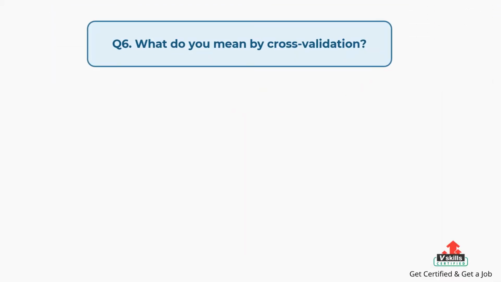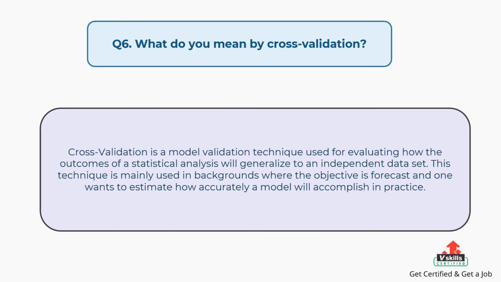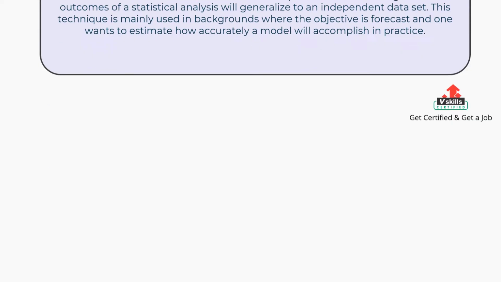Question number 6. What do you mean by cross-validation? The answer is: cross-validation is a model validation technique used for evaluating how the outcomes of a statistical analysis will generalize to an independent dataset. This technique is mainly used in backgrounds where the objective is forecast and one wants to estimate how accurately a model will accomplish in practice.